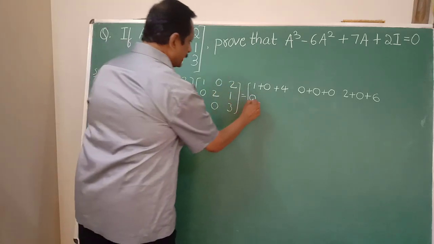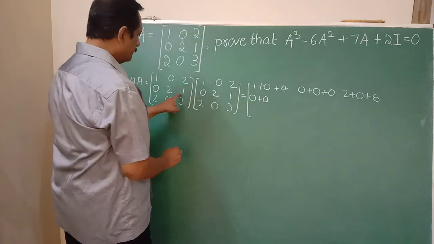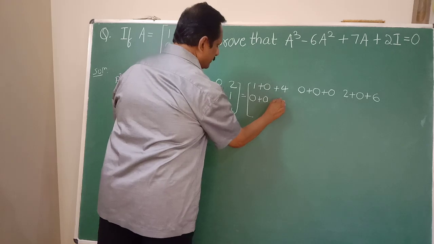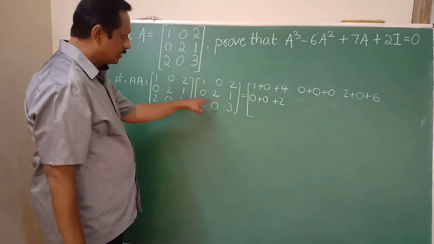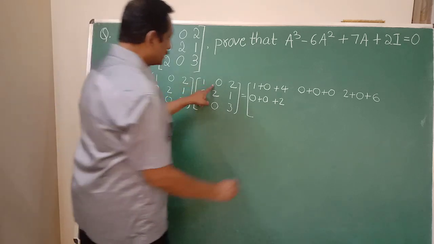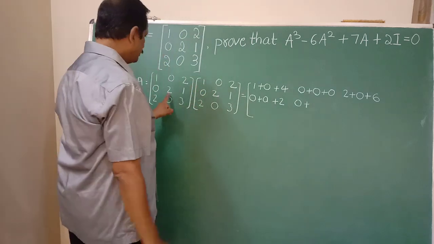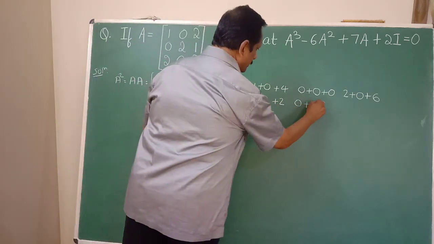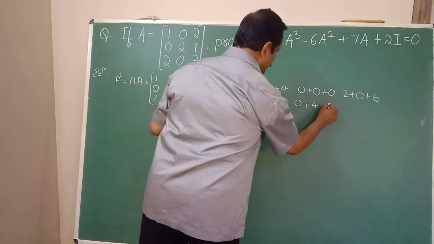Then 2 into 0 becomes a 0, plus a 0. Then 1 into 2 becomes a 2 here, plus a 2 here. Then multiply second row with the second column here. 0 into 0 becomes a 0. Then plus here. 2 into 2 becomes a 4. Plus a 4 plus 1 into 0 is a 0 here. So it is a 0.